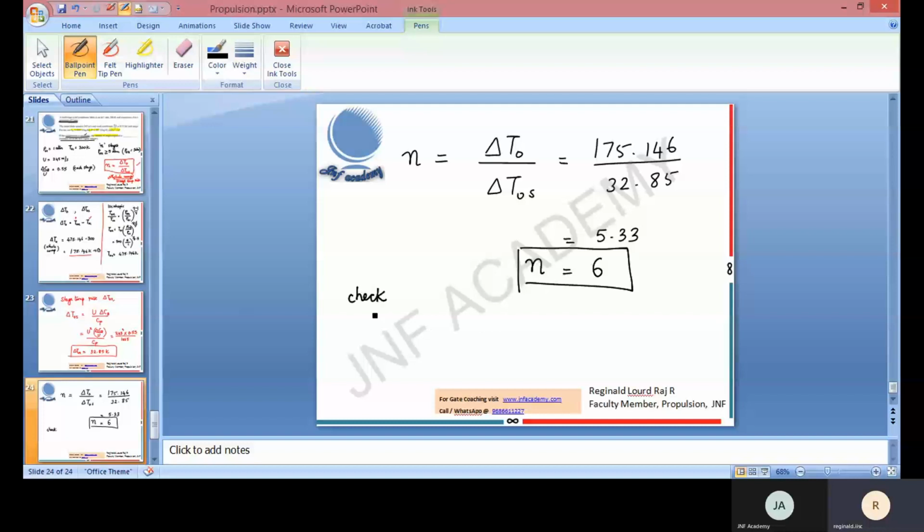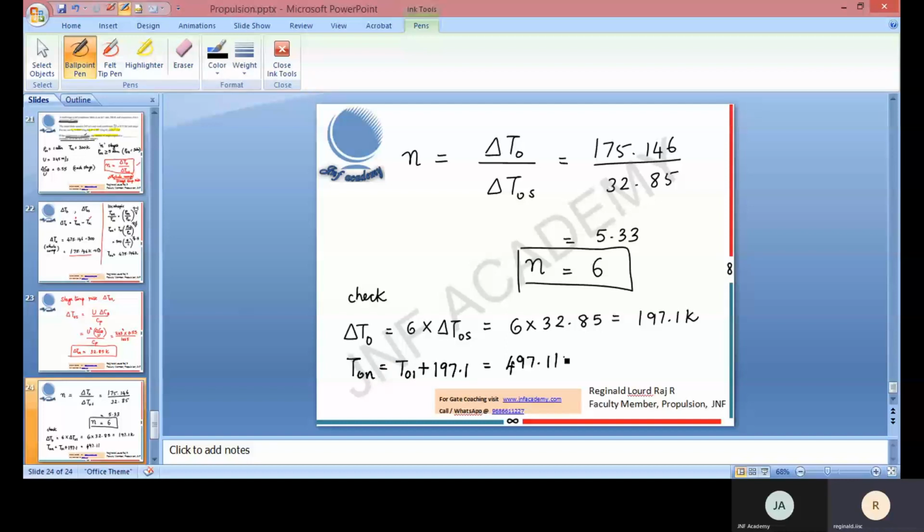Now you can check, if you have 6 stages, the total temperature rise will be 6 into delta T0s, which is 6 into 32.85, which happens to be 197.1 Kelvin. Now you can backtrack using isentropic relations. From this you get T0n will be T01 plus 197.1 Kelvin, which is 497.1 Kelvin. So with the final temperature known, using the isentropic relation you can find the final pressure. I'll not write the details, but if you find the final pressure, you get 5.856 atmosphere. So this satisfies the design that you were requiring. It should be greater than 5 bar.